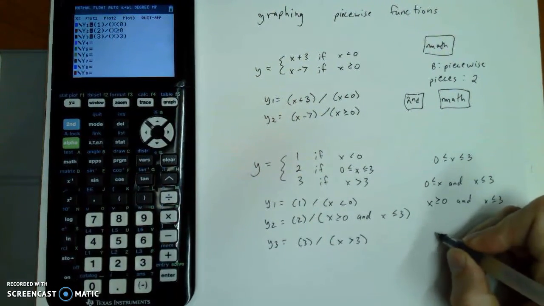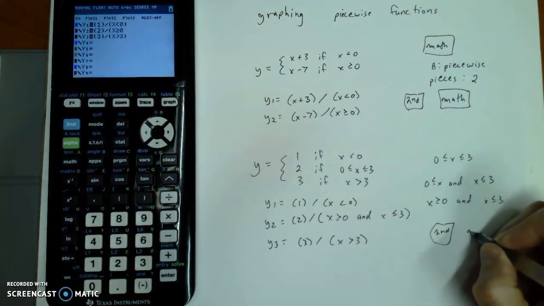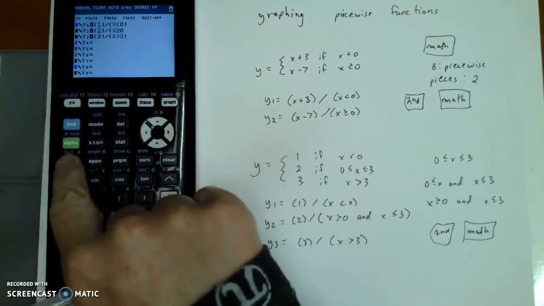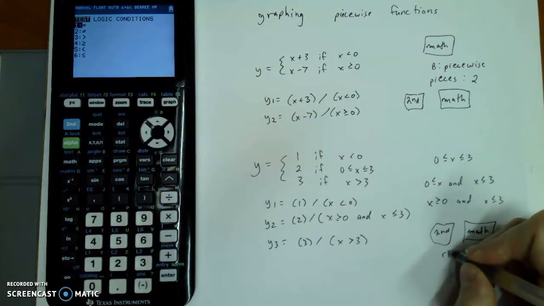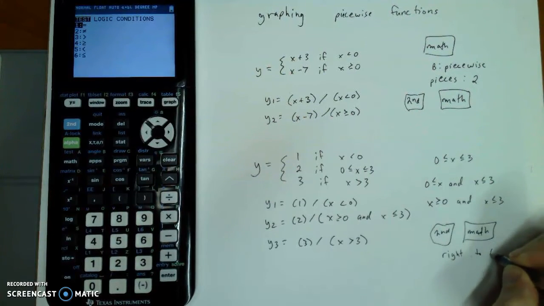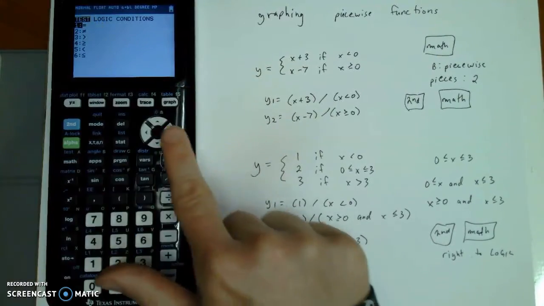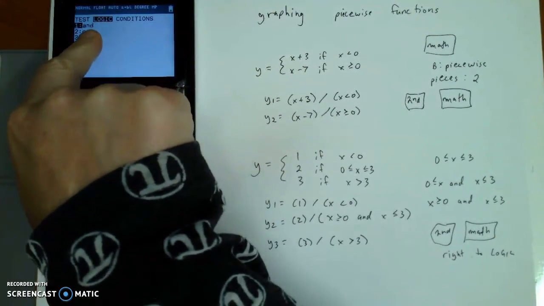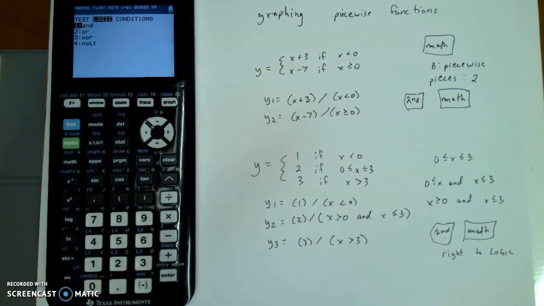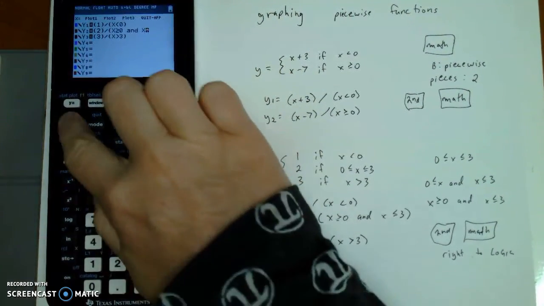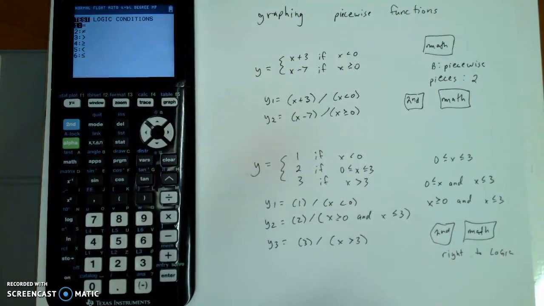Now to get the and, I'm going to hit second math to get to that test menu that we have been at for a while. And then I'm going to go right to logic. So that is that second submenu, and the very first thing you can see under there is and. So let's go ahead and select and. Again, I do not want parentheses around and. If you put parentheses around the and, it is not going to do this correctly.